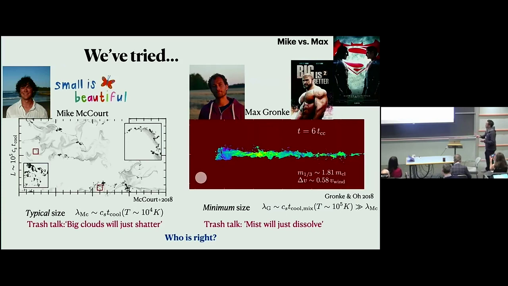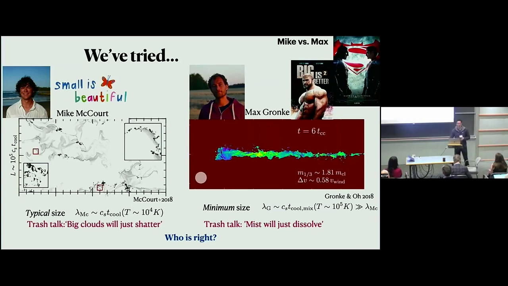Mike McCourt came up with this idea of essentially a shattering scale. If you cool very rapidly, you lose sonic contact with your surroundings down until you hit the minimum of this quantity c_s t_cool. But then Max Gronke asked the question, well, is that stuff going to survive? And if you want to have it survive, it actually has to be somewhat larger than that, about an order of magnitude or more. So this is a problem, right?